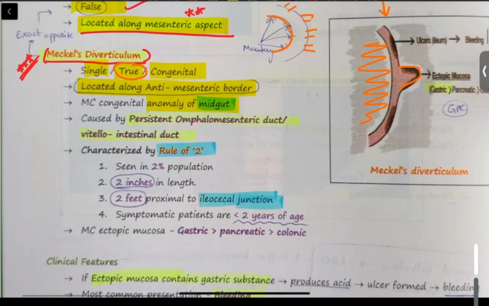Why does this diverticulum happen? Because of persistence of the omphalomesenteric duct. Omphalo means umbilicus, or you can also say vitellointestinal duct. This vitellointestinal duct is an embryological structure. After the baby is born, or after the baby is delivered, this vitellointestinal duct should obliterate. If it persists, it can lead to Meckel's diverticulum.